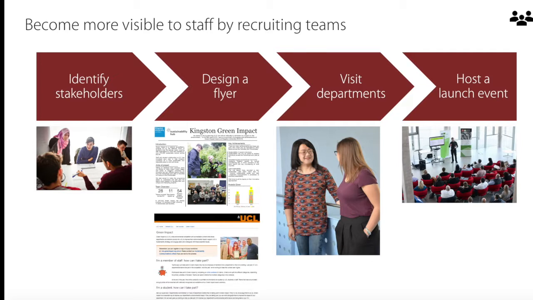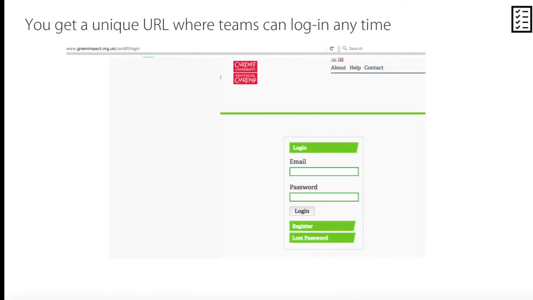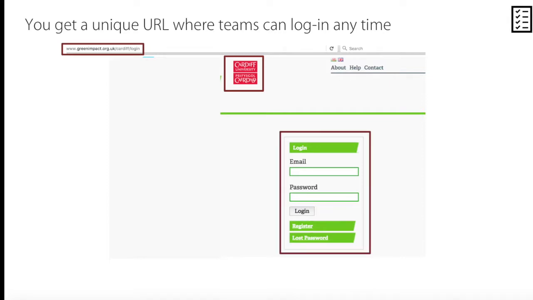And I've mentioned the word toolkit quite a few times throughout the last few slides, and that's what I would like to get into a bit more now. So Green Impact works on an online basis. Every university gets their unique URL, and it's also possible to upload your own university logo. I picked the example of Cardiff because Cardiff is one of the universities that has a bilingual toolkit. So this is the login page.